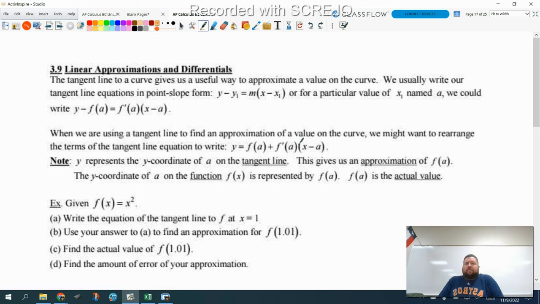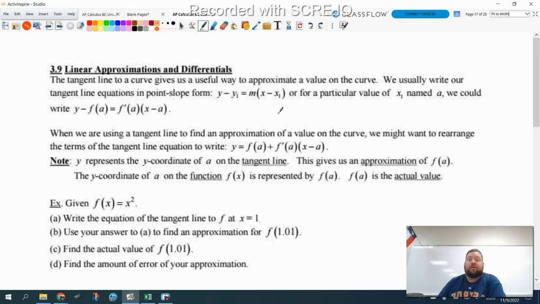All right, so the tangent line is a useful way to approximate the value on a curve. We write our tangent lines usually in point slope form, which would look like this. That's from your Algebra 1 class. If we named our x1 value a, then we could write it in function form. f(a) would be the y value, f'(a) would be the slope, and a would be the x1 value.